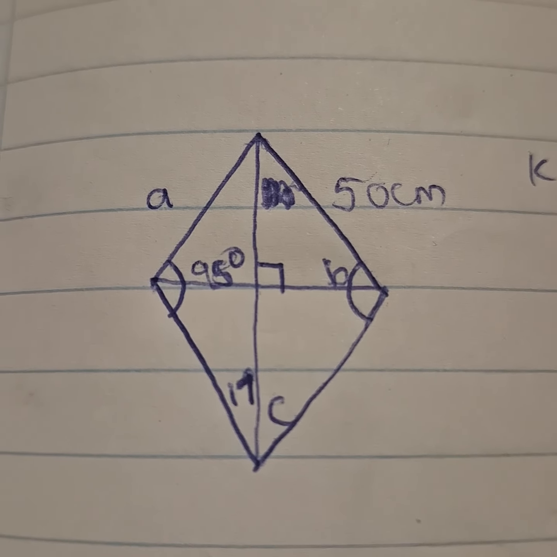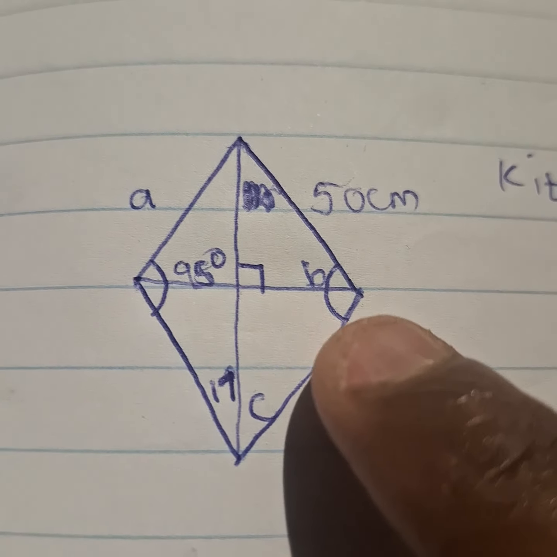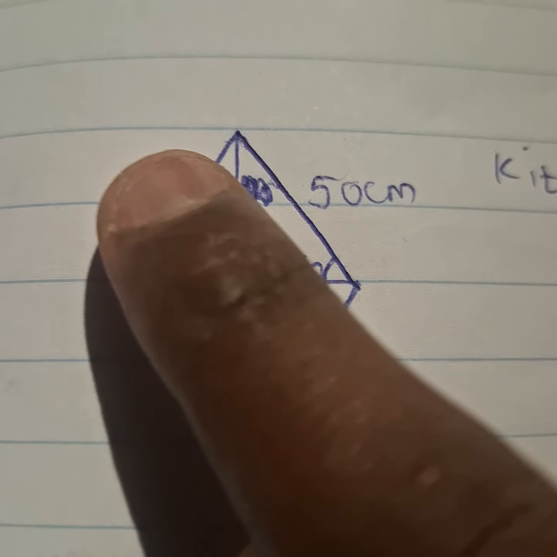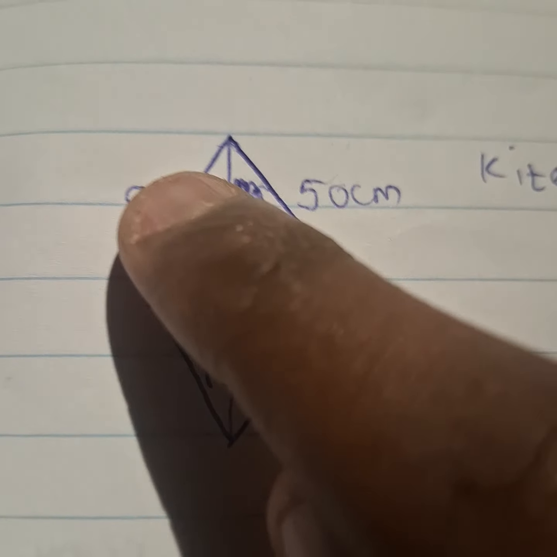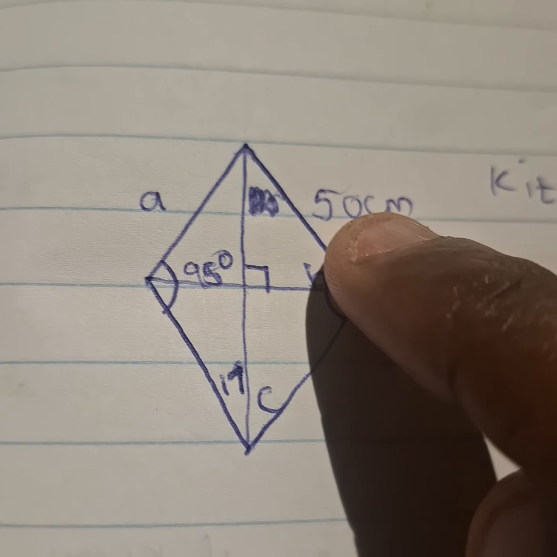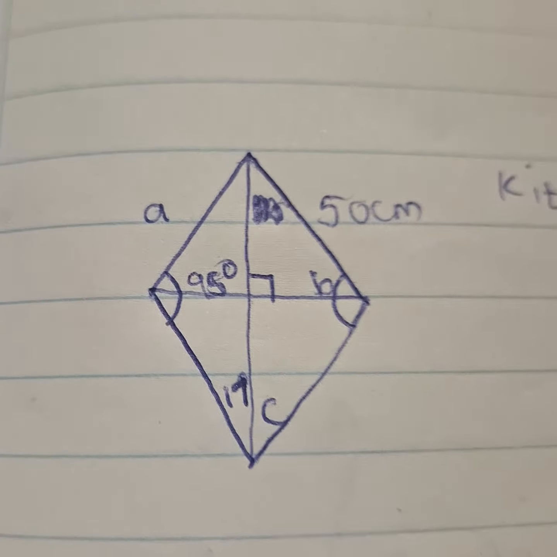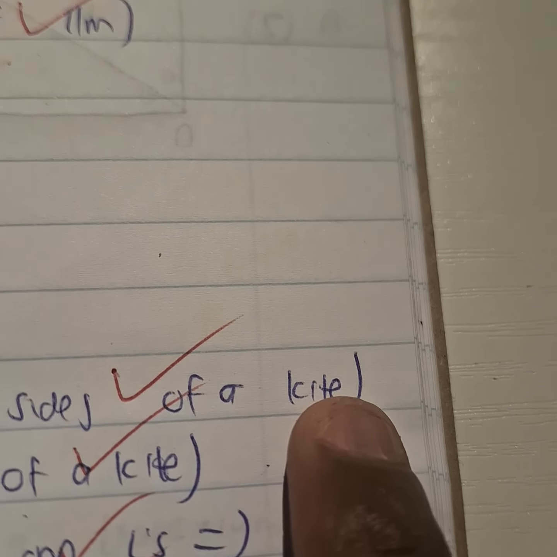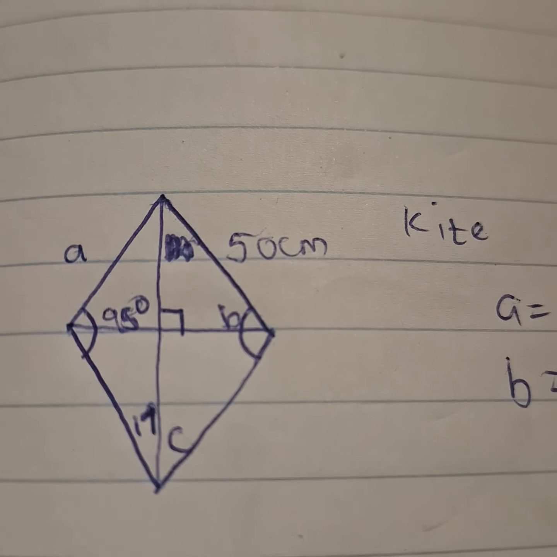Now, based on the information that we have here, we want the value of A, the value of B, and the value of C. So where can we start? Let's start at the value of A. If this is a kite, A is equal to 50 centimeters as well. Why? We know that for a kite, the adjacent sides are equal. So A is equal to 50 centimeters, adjacent sides of a kite. You can say adjacent sides of a kite are equal even if you want.